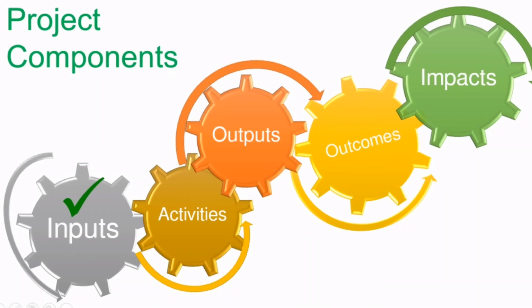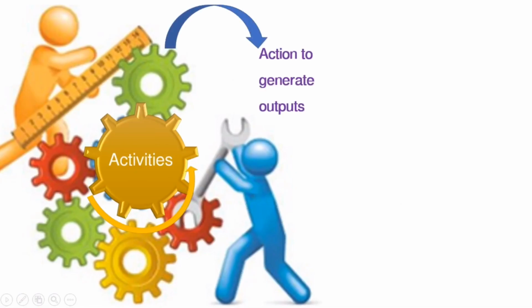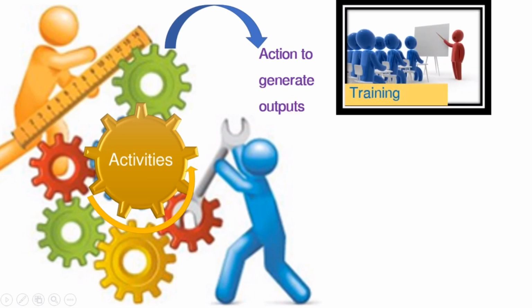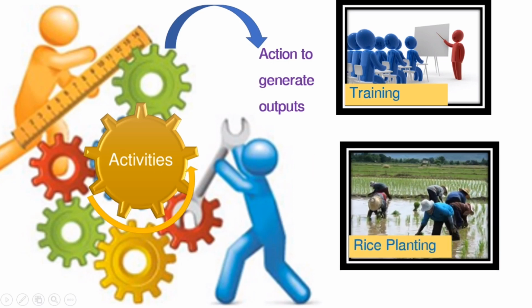So this is about the input. Now move to the activity. What do we mean by activity? Activity is the direct action to generate outputs. For example, we are conducting the training, or farmers are planting their rice at the rice field. So this is the kind of activity that we or projects are doing.